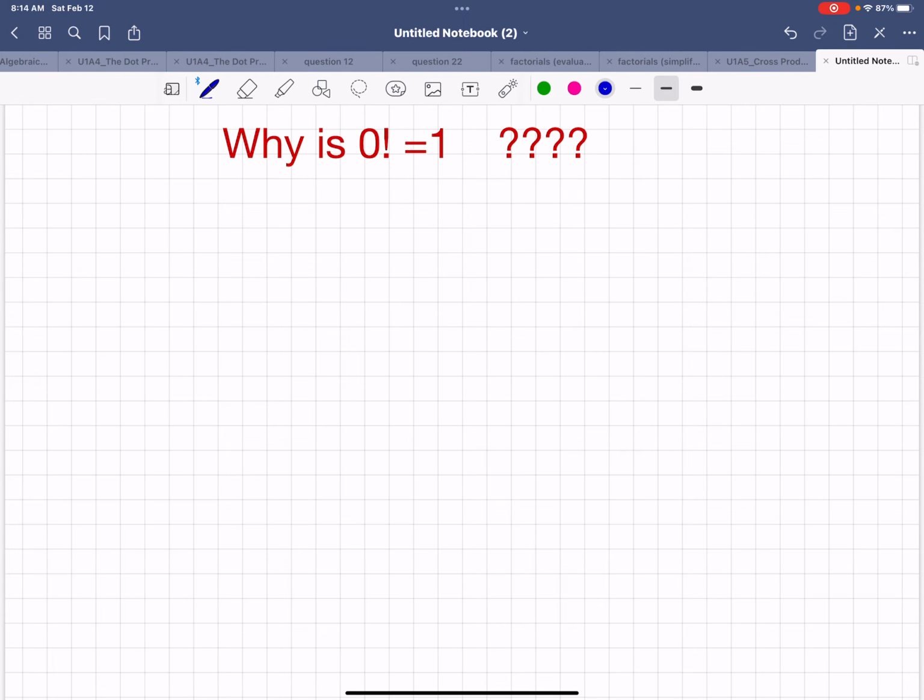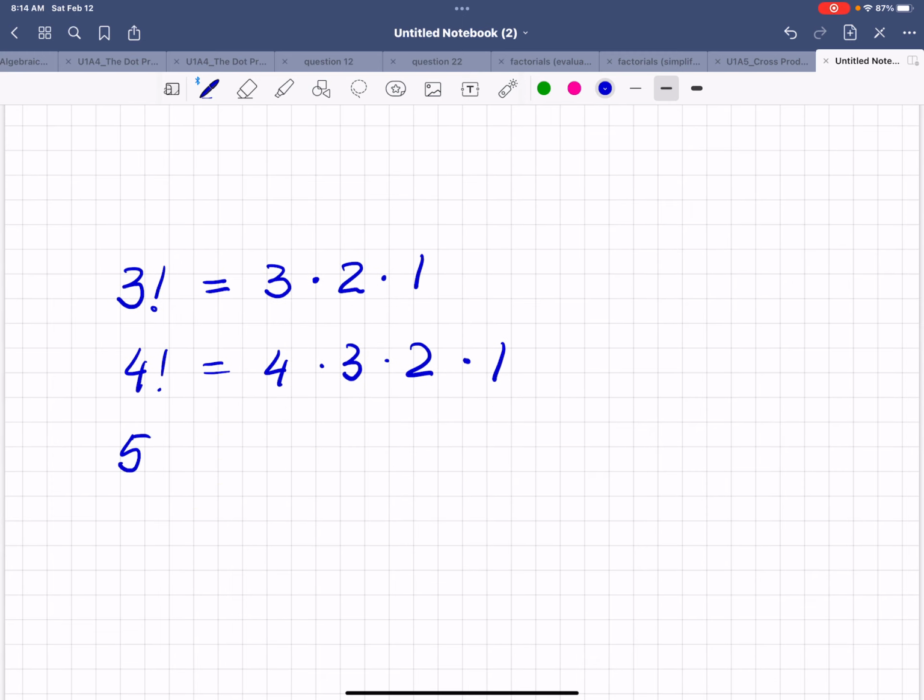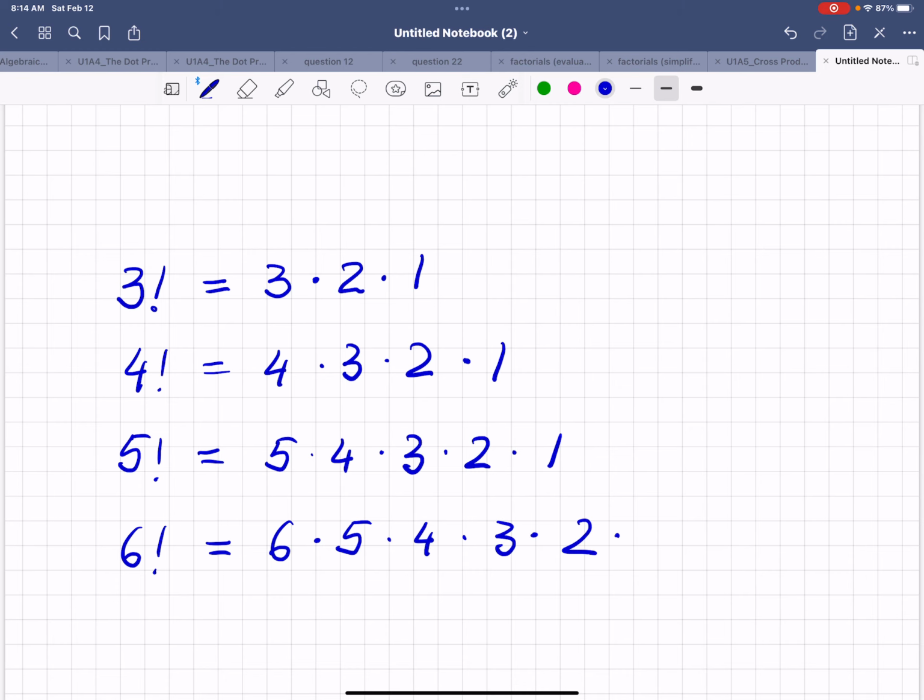For example, if we have to find 3 factorial, it means that we're multiplying the number 3 by 2 by 1. 4 factorial is 4 times 3 times 2 times 1. 5 factorial is 5 times 4 times 3 times 2 times 1. 6 factorial, and I promise to stop here, is 6 times 5 times 4 times 3 times 2 times 1.